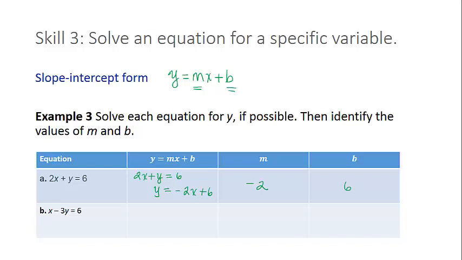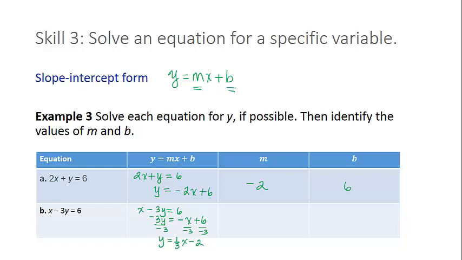Part B is x minus 3y equals 6. To solve this equation for y, we first subtract the x variable to get negative 3y equals negative x plus 6. Then we have to divide each term by negative 3. Here we get y equals, be careful here, a negative divided by negative is a positive, and then we have 1/3 x, and 6 divided by negative 3 is a negative 2.